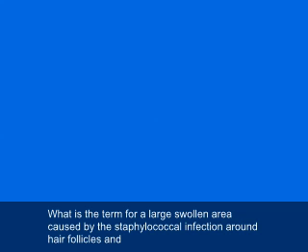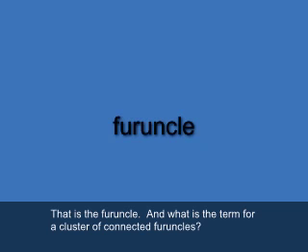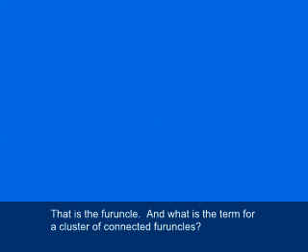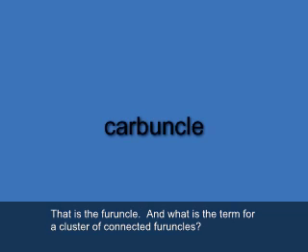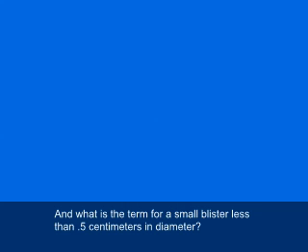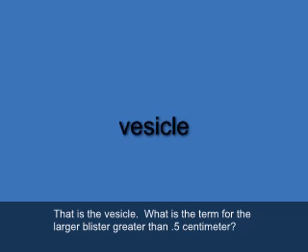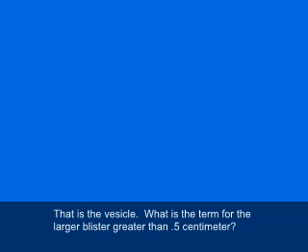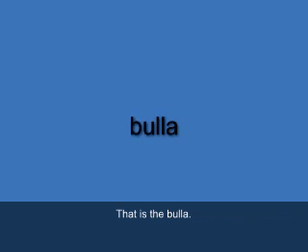What is the term for a large swollen area caused by the staphylococcal infection around hair follicles and sebaceous glands, commonly known as a boil? Well, that's the furuncle. And what is the term for a cluster of connected furuncles? That's the carbuncle. Okay, and what is the term for a small blister, less than 0.5 centimeters in diameter? A small blister is the vesicle. What's the term for the larger blister, greater than a half centimeter? That's the bulla.